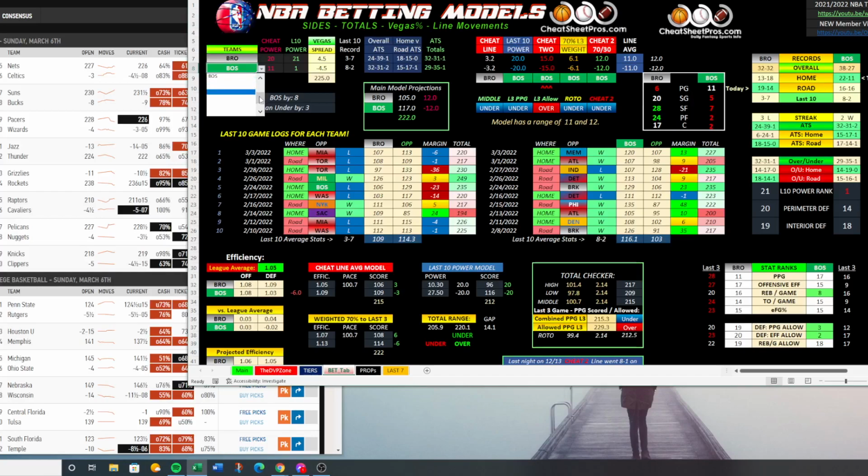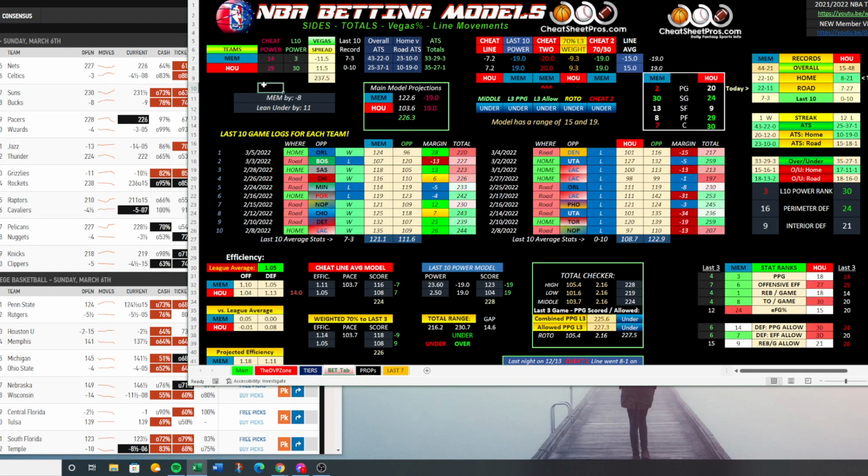But again, my favorite play is going to be Memphis. That's the one I'm really going to focus on, picking on this Houston team that's just really bad right now on an 0-10 straight-up run with 6 double-digit losses. I mean, this is just brutal. As soon as I saw the sheet, I'm like, all right, that's my best play.